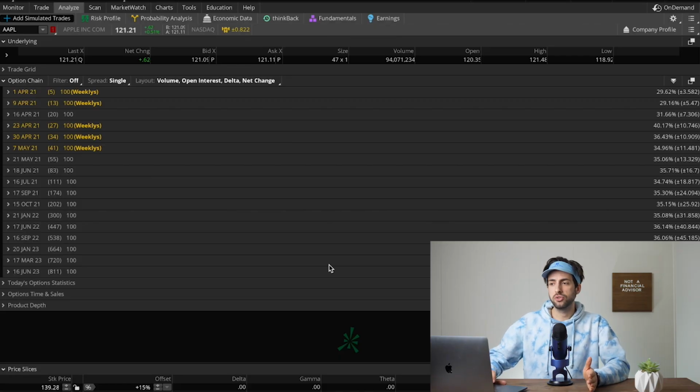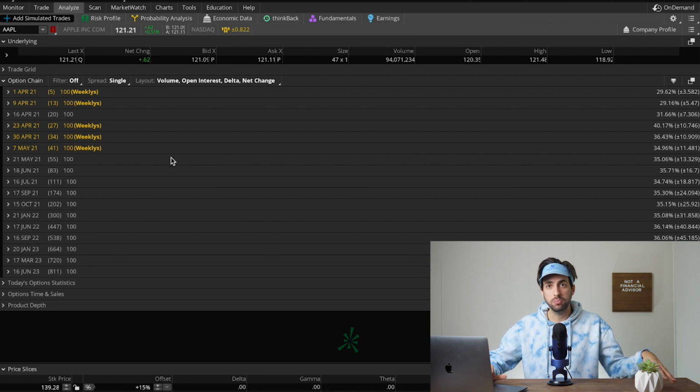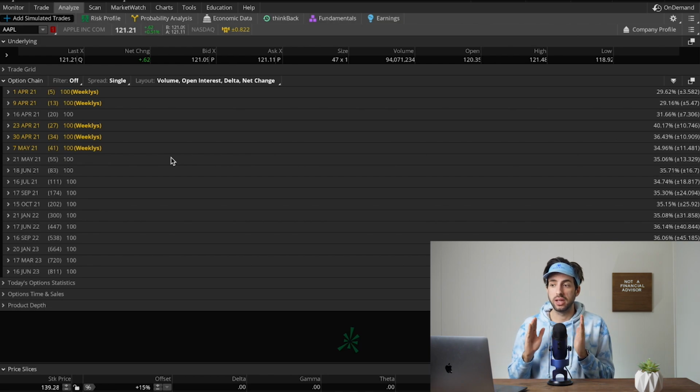So as you can see on the screen right now, we are in Thinkorswim, which is definitely a more advanced platform for viewing not only options but stocks. But don't worry, I will show you exactly what this looks like on Robinhood, because Robinhood options and Thinkorswim options look very different, but they are literally showing you the exact same thing in a different format.